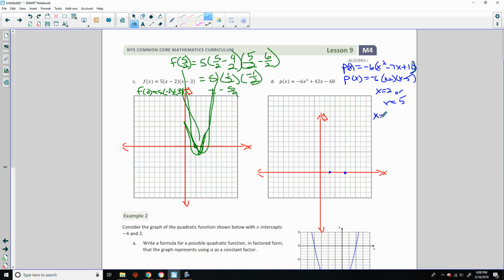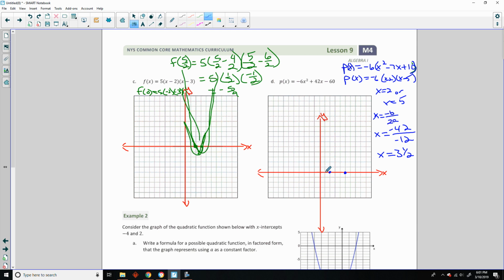x equals negative b over 2a is my vertex x value, or my axis of symmetry. Substitute in my negative 42 for b over 2 times a, which is 6, so that's negative 12. Negative divided by a positive is negative, divided by negative is positive, and 42 divided by 12 is 3 and 1 half.